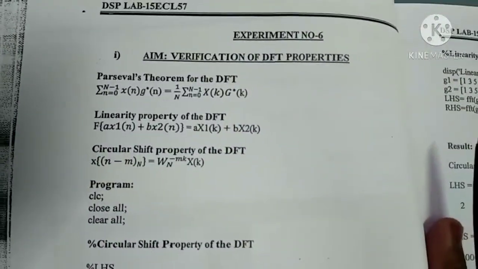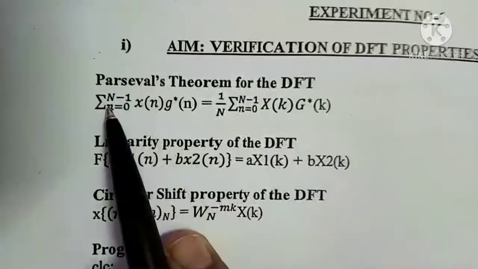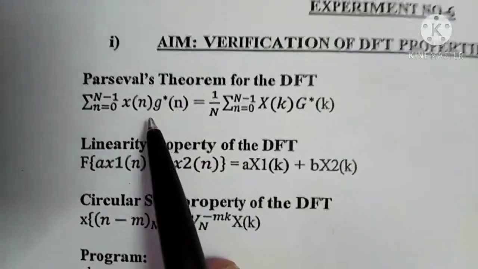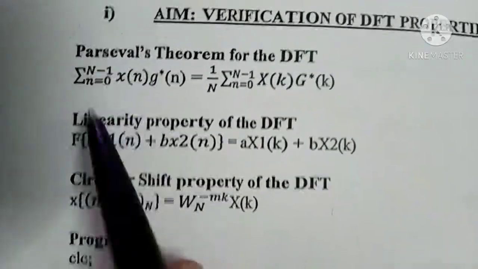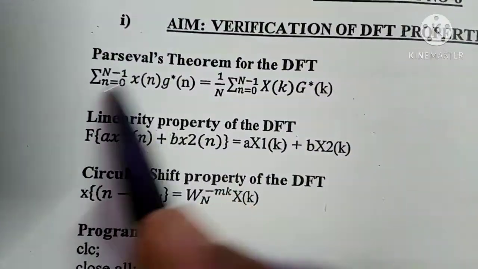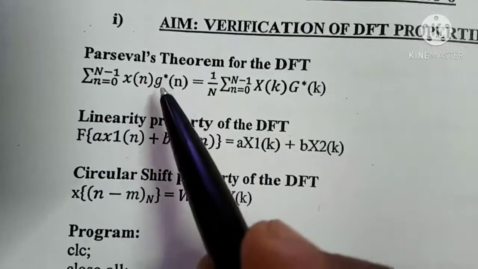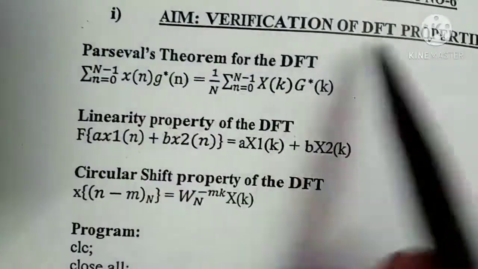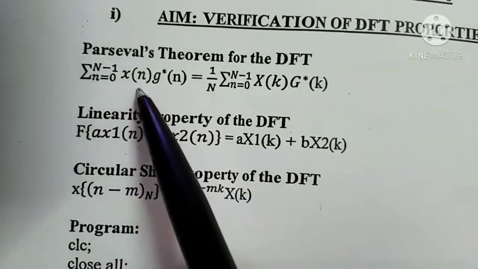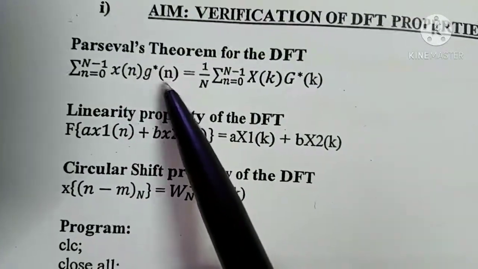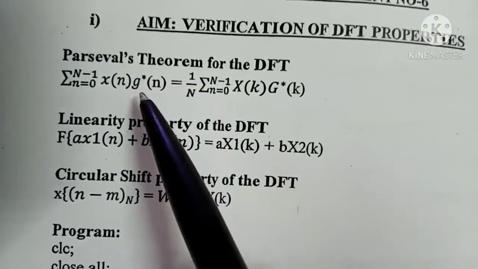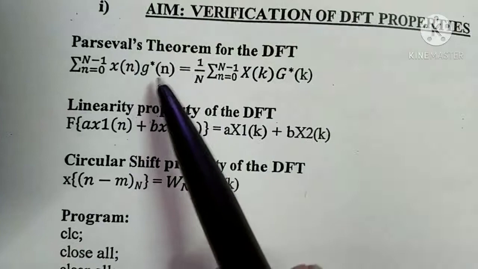Next, we have to verify the properties of the DFT. The first property is Parseval's theorem. If we multiply x of n with its complex conjugate, then add the terms after multiplying each term. X of n is a sequence, g of n is a sequence. Take the complex conjugate of x of n, and take the complex conjugate of g of n. Complex conjugate means if a plus jb is there, I have to take it as a minus jb.